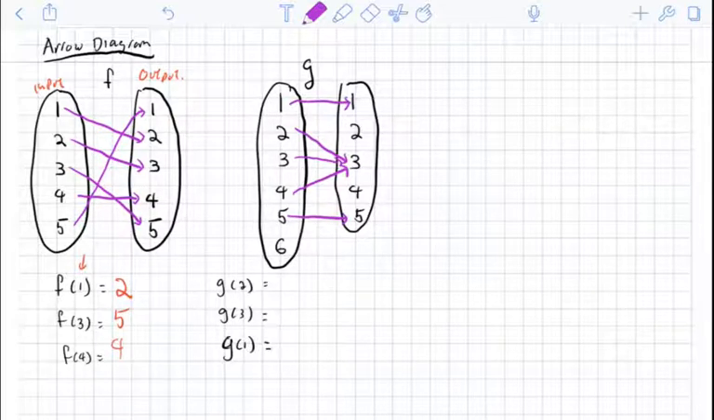All right. Well, what'd you get? So when g of x is equal to 2, you follow the arrow down and you get 3. When x is equal to 3, you follow the arrow across and you get 3. And when x is equal to 1, you get 1. Okay.